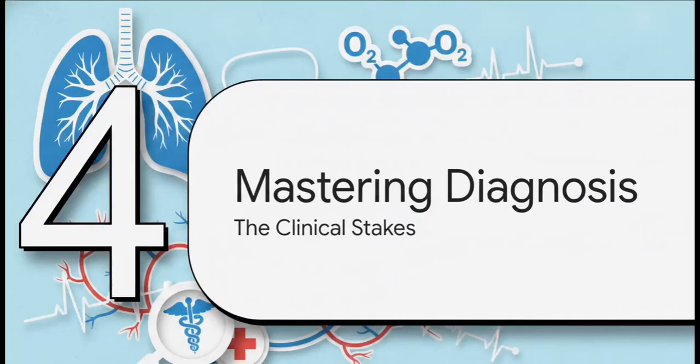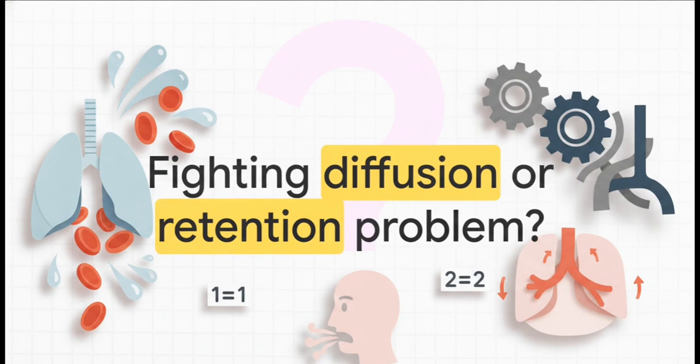This brings us to the final and really the most crucial part of our explainer: mastering the diagnosis and understanding the clinical stakes. We've covered the mechanics, the fluid, the muscles, and the narrowing, but it all comes back to the patient in front of you. When a patient is struggling for air, will you know if you're fighting a diffusion problem or a retention problem?